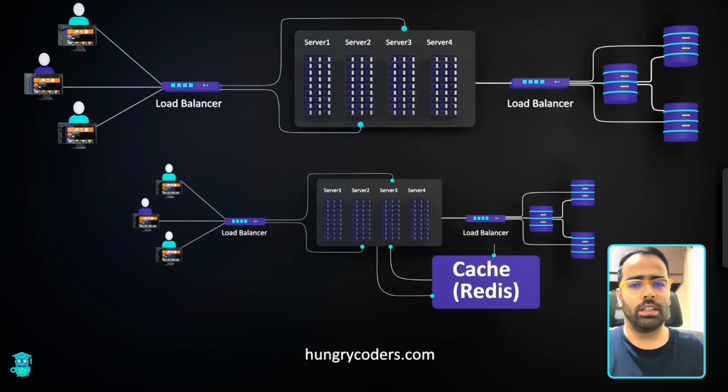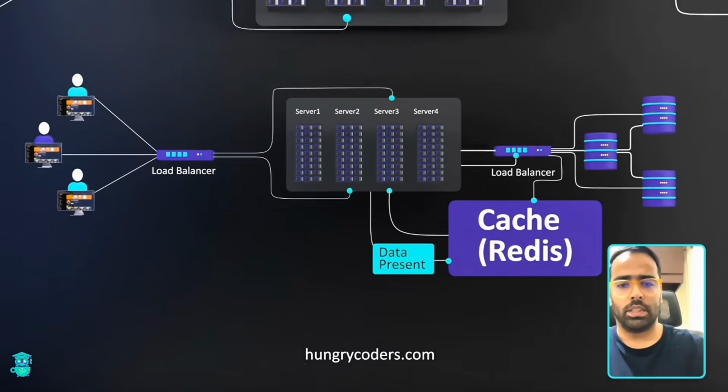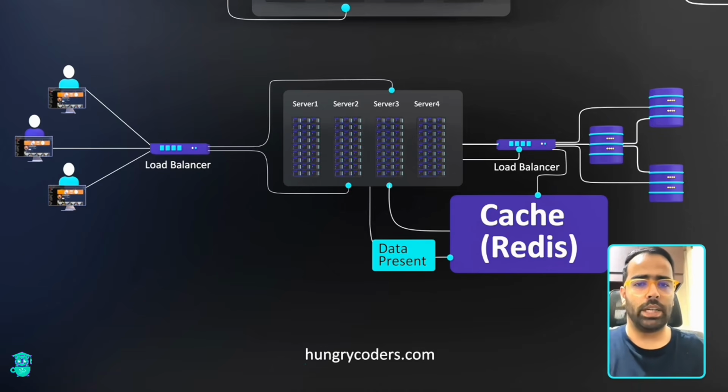If not present, then we call the database load balancer, and then the load balancer will give the response to the server. So mostly it will look like this. Or I will just say data present, then give the response back, then data not present. So this is looking good.